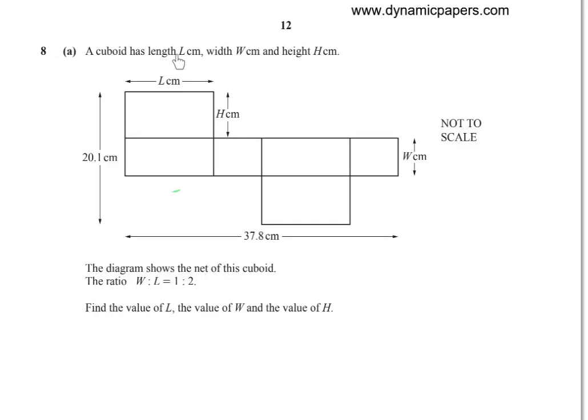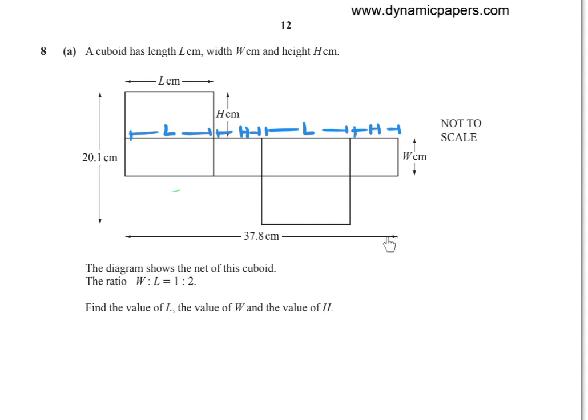8a, a cuboid has length L centimeter, width W centimeter, height H centimeter. The diagram shows the net of this cuboid. The ratio between W and L is 1 to 2. Find the value of W and the value of L and value of H. Now from the net, if this is L, we can deduce that this is also L. And this side is height, this is also height, and this also height.